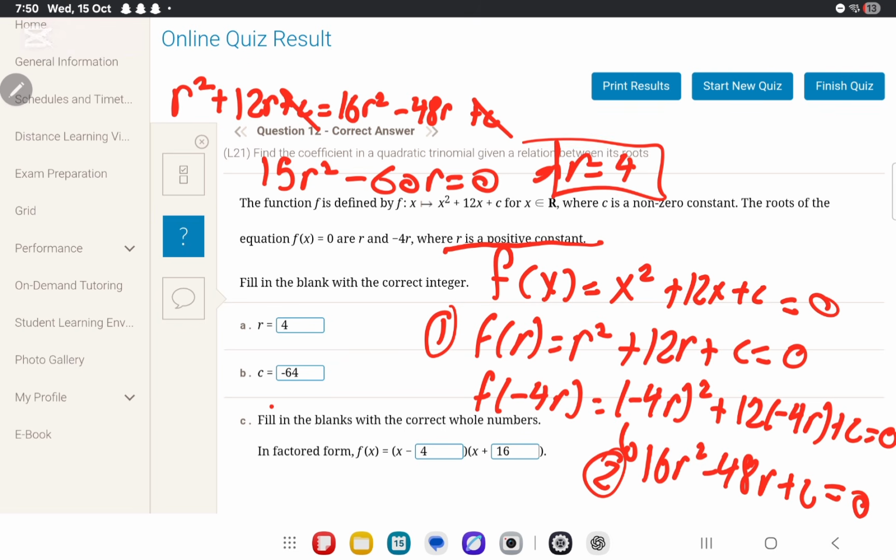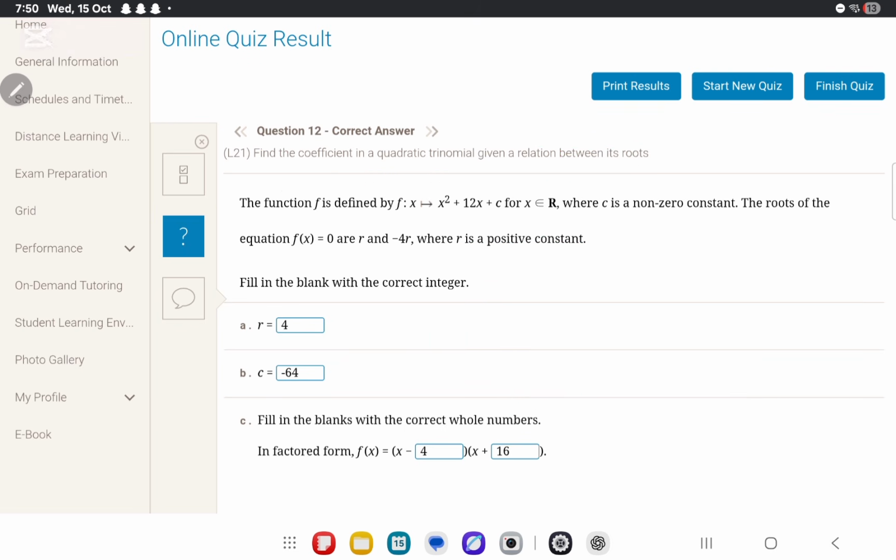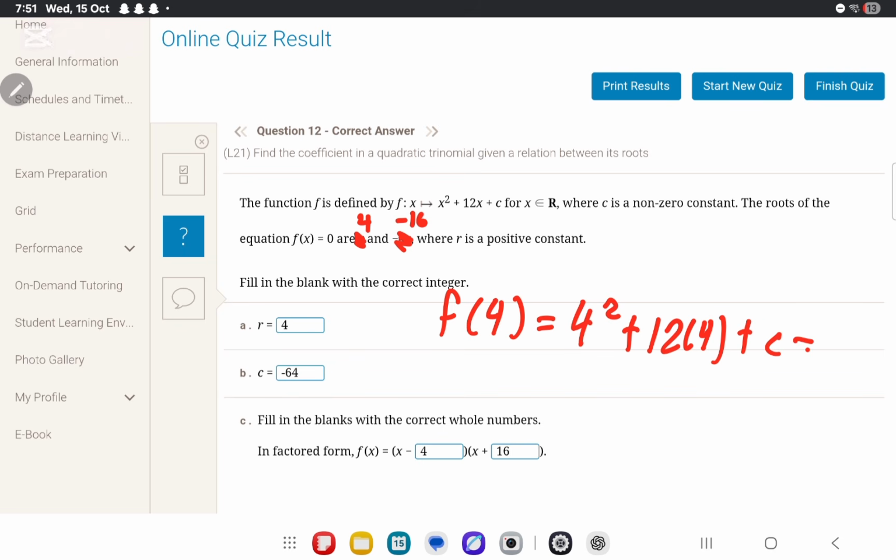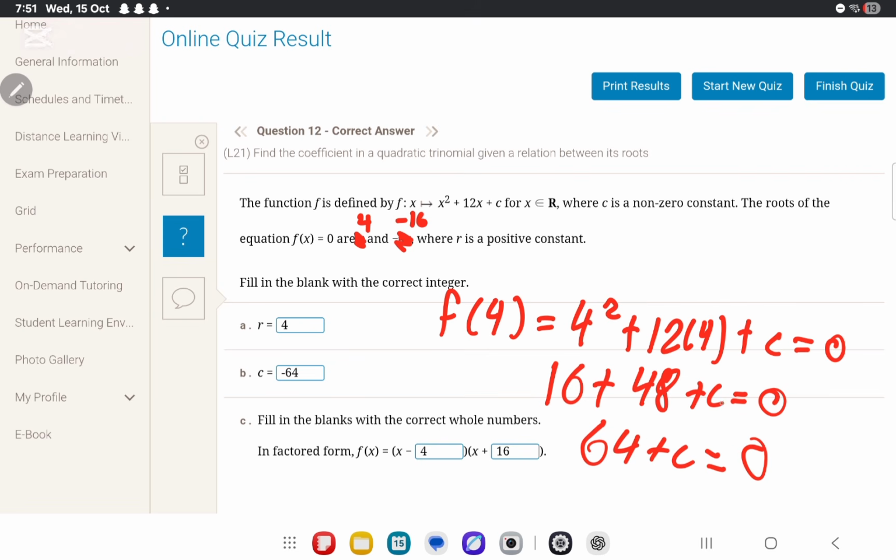Now that we have this, we can swap in 4 and negative 16, and these will give me 0. So f of 4, which means 4 squared plus 12 times 4 plus c, equals 0. So 16 plus, what's 12 times 4? 48. Why am I doing this on a calculator? 48 plus c is equal to 0. So c is going to equal, how much is 16 plus 48? It's going to be 64. 64 plus c equals 0. Take this other side, c is equal to negative 64.